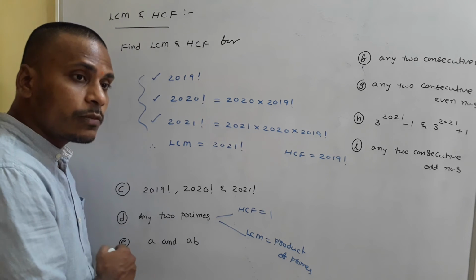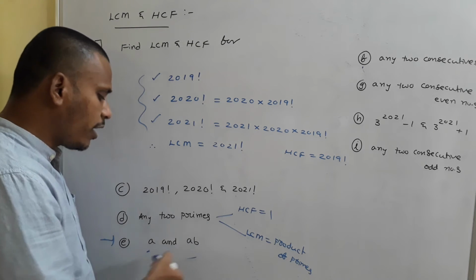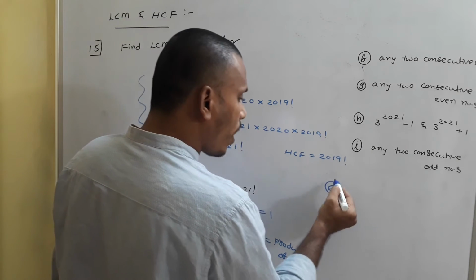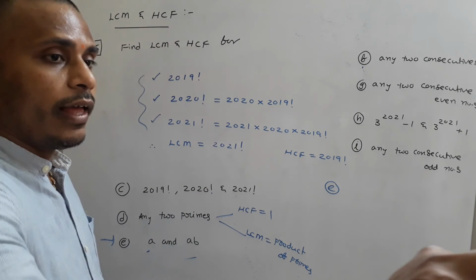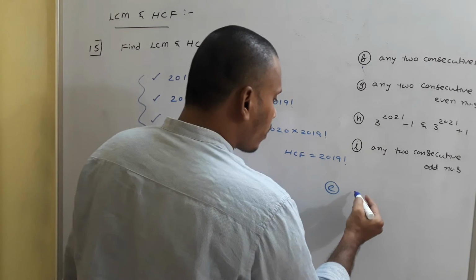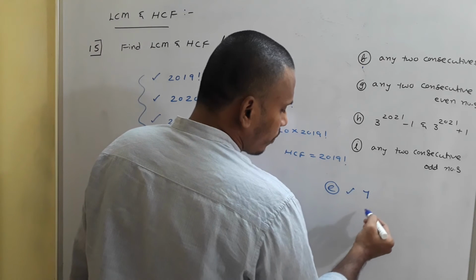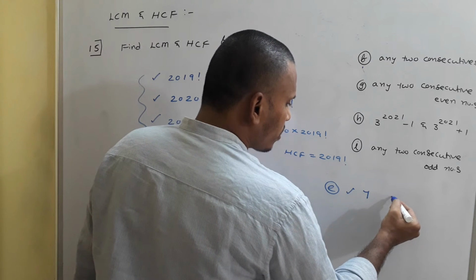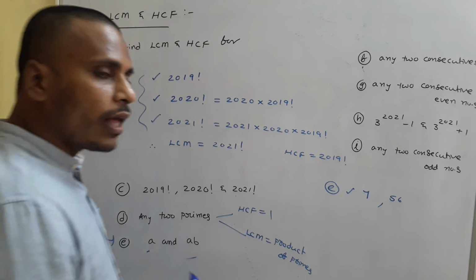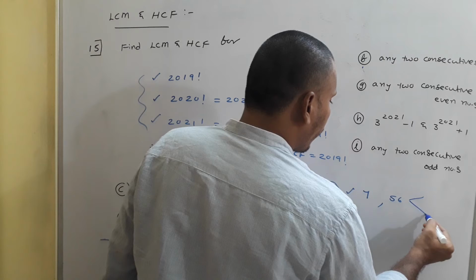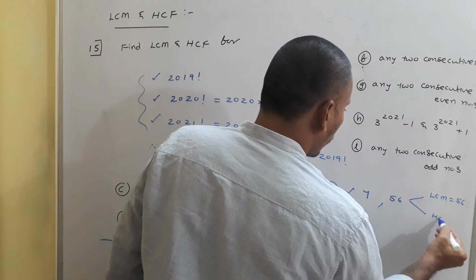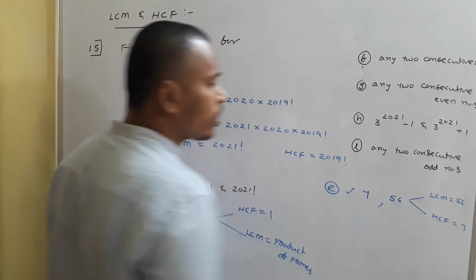Okay, and the next thing is part D. Here A and AB, that means one number is a multiple of the other. Then in that case, how to find LCM and HCF? For example, take 7 and one of its multiples, 7 8s are 56. 7 and 56. What do you say about LCM and HCF? For 7 and 56, LCM is equal to 56. HCF is equal to 7.